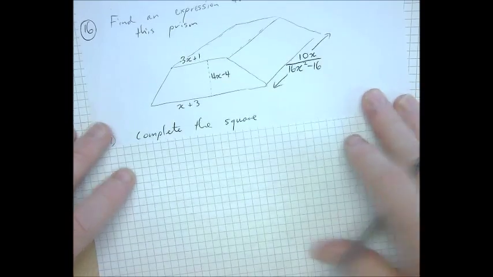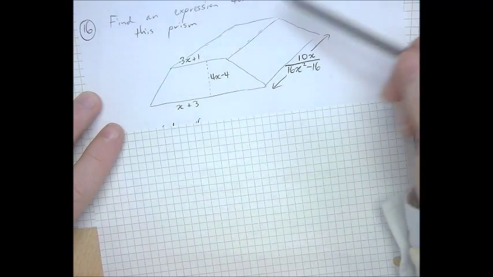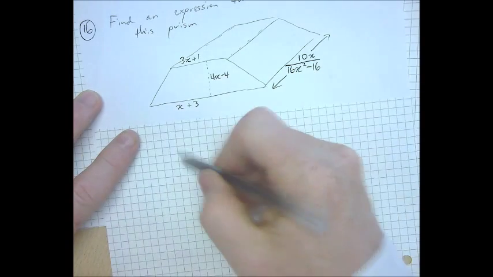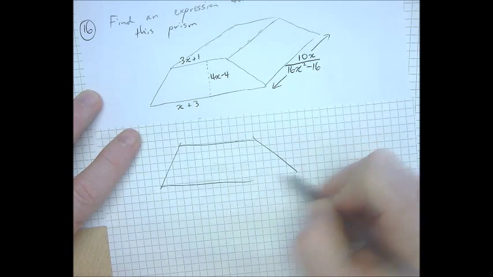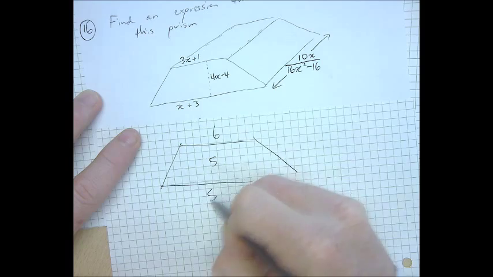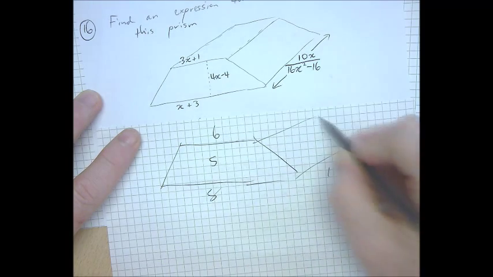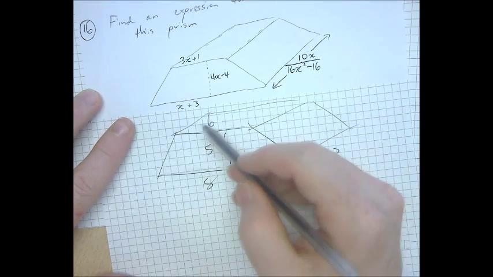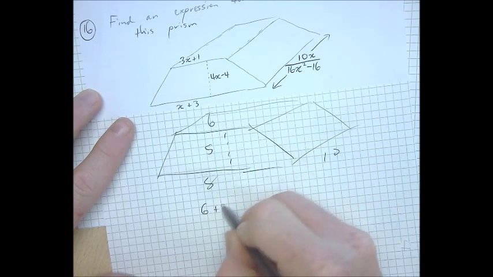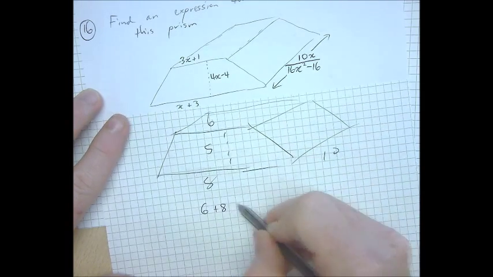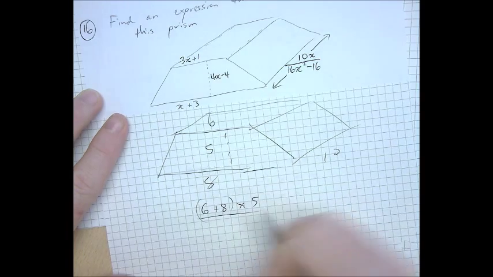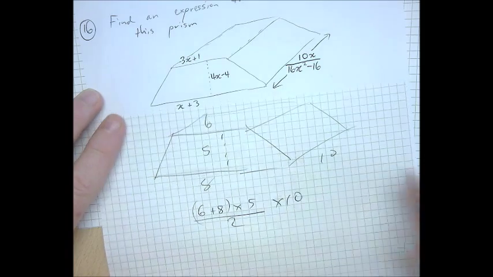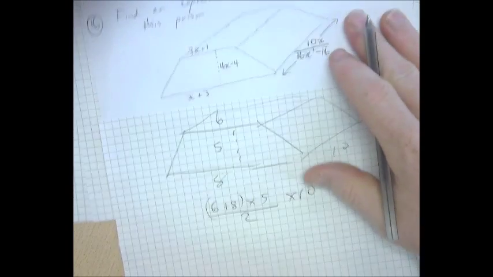Volume of a trapezoidal prism is the area of the front times how far it goes back. Here's my simpler problem. What would I do here? I would go this plus this, times this, halved. That's the area of the front times how far it goes back. So I'm going to do the same thing, just with the harder problem.